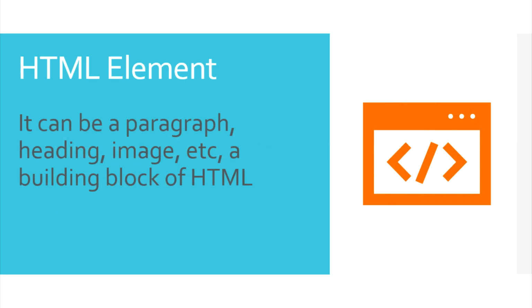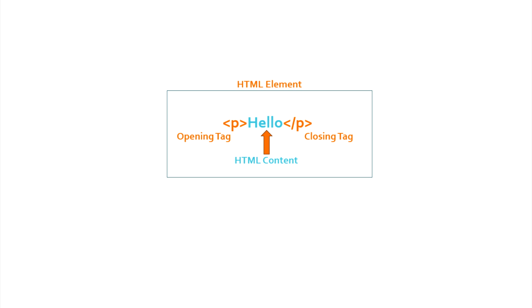I want to start by saying there is a difference between an HTML element and an HTML tag. An HTML element is a paragraph, a heading, an image, or any other HTML building block, while HTML tags, on the other hand, are part of the elements, which will usually have an opening and closing tag. The stuff in between is the content of the HTML element.